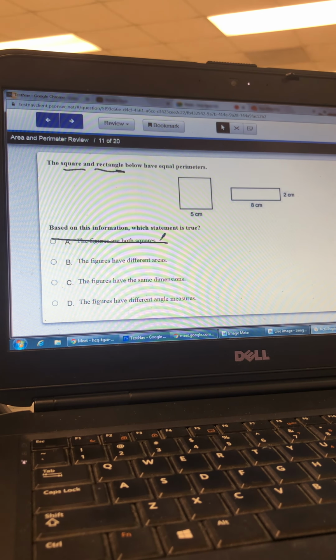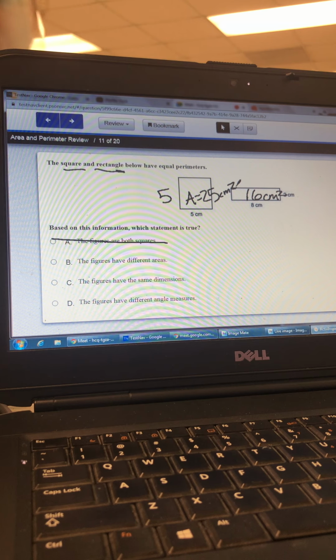So the area of this figure, we know this is a square, so that means all the sides are equal. So the area equals what? 25. Area equals 25, because 5 times 5 is 25 centimeters squared. And then the area of this one is going to be 16 centimeters squared. So, do they have different areas? Yes. So the answer is B.